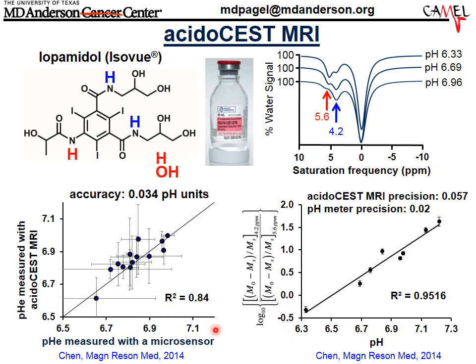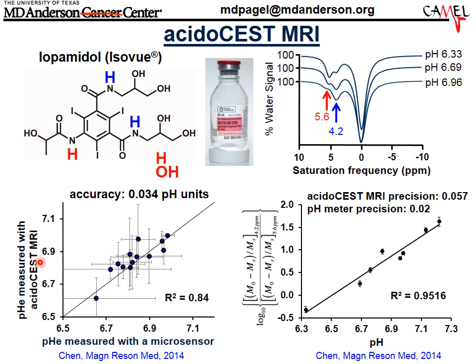It is difficult to know if we are measuring an accurate value using acidoCEST MRI. The best we can do is insert a microsensor directly into the tumor tissue to measure the pH, but as you can see, the horizontal error bars are quite large here. It is an inaccurate method itself, or an imprecise method, I should say.